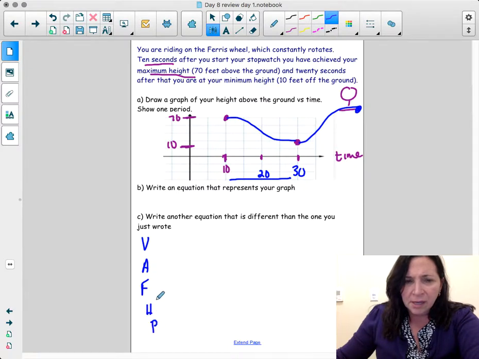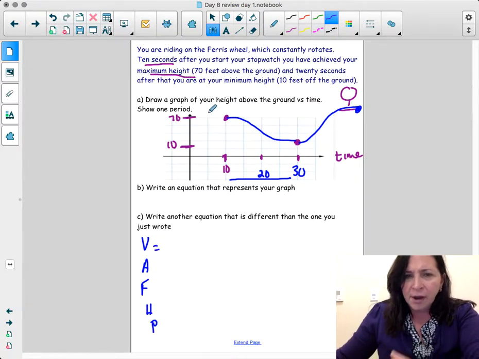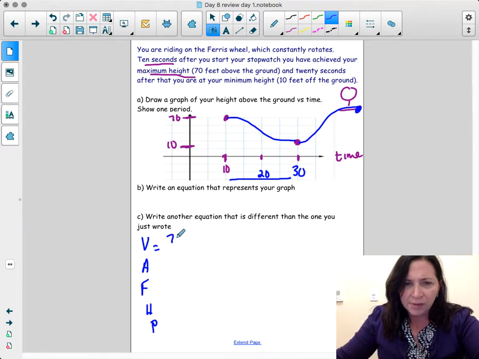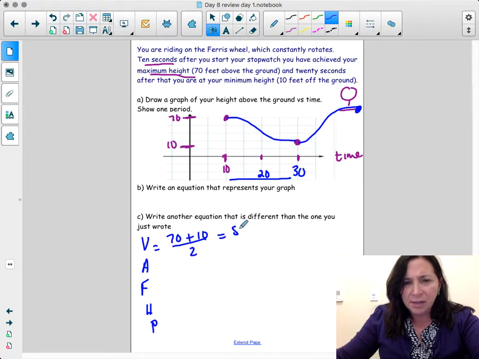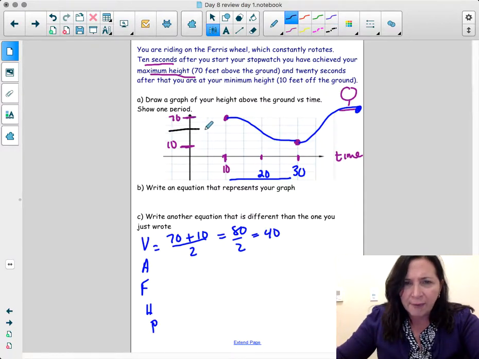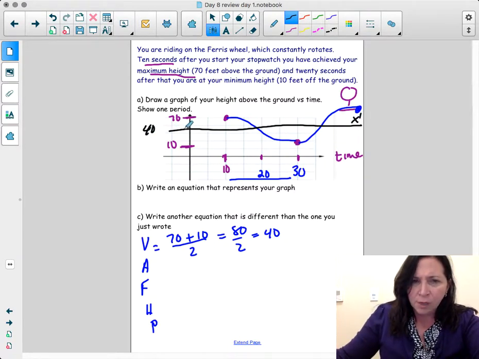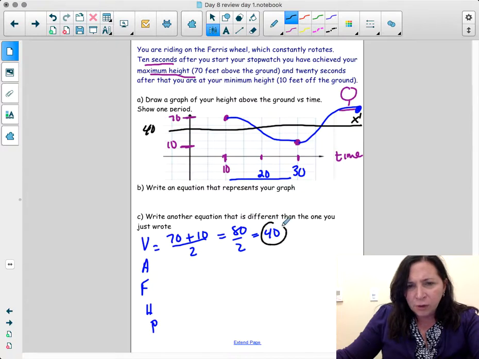V-A-F-H and P. My vertical shift, remember how to find the vertical shift? It's the average between your high and your low. So that's going to be 70 plus 10 divided by 2. So that's 80 divided by 2, and that's going to be 40. So here at 40, I have my midline. There's my new sinusoidal axis at 40. So that's my vertical shift.